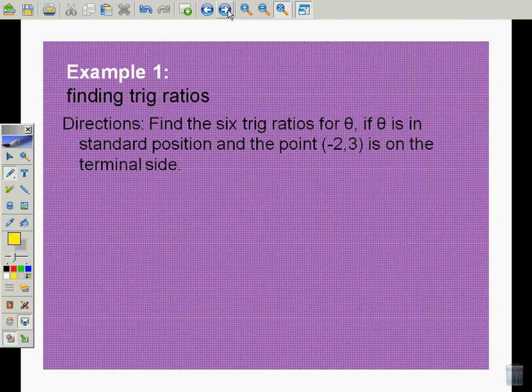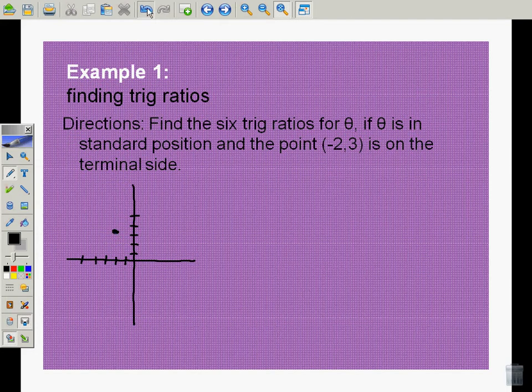Now, finding trig ratios. Find the 6 trig ratios for theta if theta is in standard position and the point -2,3 is on the terminal side. Something I would suggest for you to do: draw a picture. Because when we open up theta, it's going to show us a lot of things. And so what I'm going to do is I'm going to go ahead and mark up these axes. And it's going to be -2,3. Okay? And so that's what I'm dealing with.